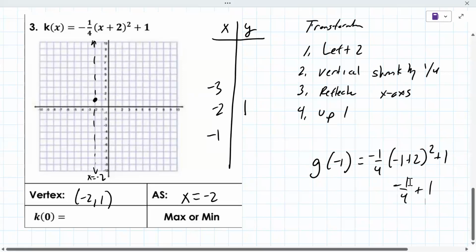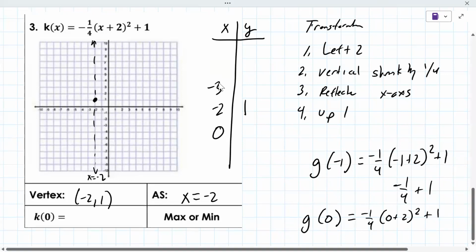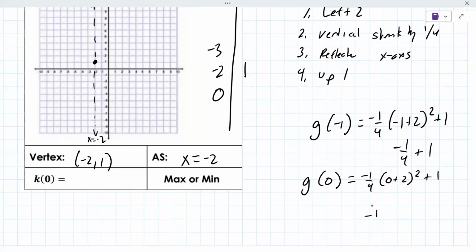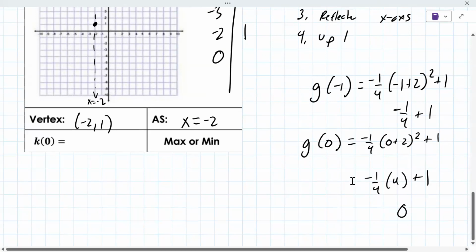Okay, now why is that bad? Because you're introducing fractions. It's hard to graph fractions. So what is the alternative? Well, let's look at a different point here. Let's go more to the right. Let's go to 0. Okay, what does g of 0 look like? Well, -1/4 times (0 plus 2) squared plus 1. 2 squared is 4. -1/4 of 4 is -1, plus 1 is 0. See how that's a nicer point?